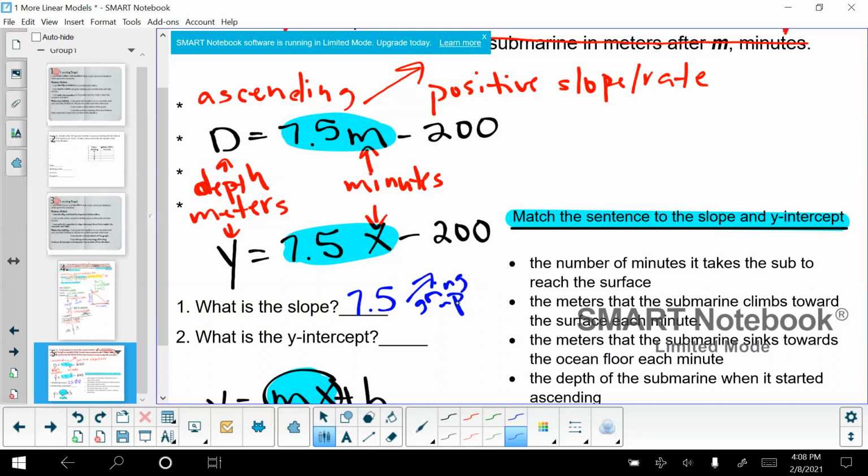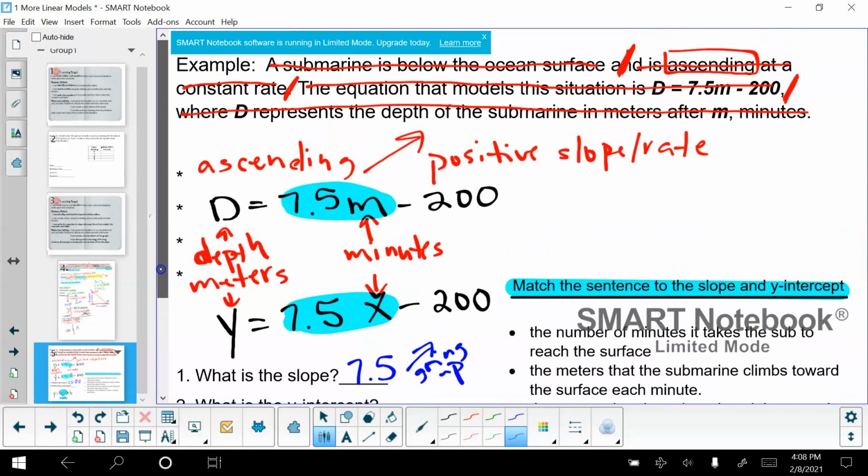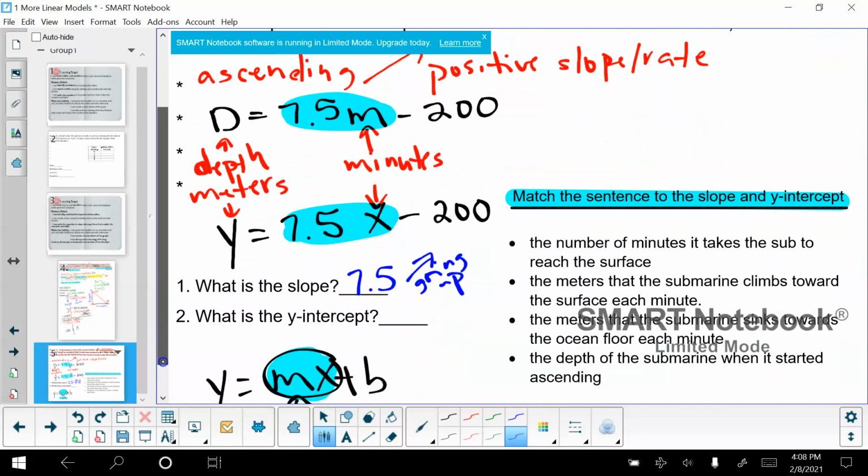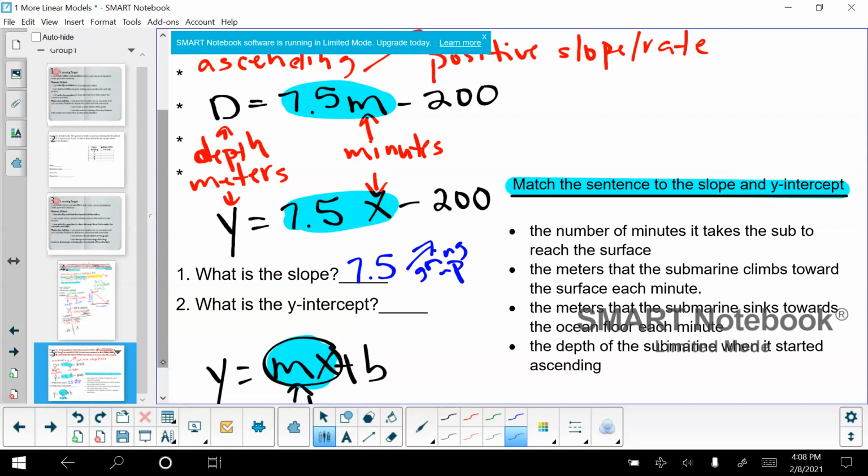Going up. It's ascending. That's a positive slope. And it has something to do with minutes because the 7.5 is connected to it. Also, if you go back up to the top, it says it's ascending at a constant rate, and it talks about meters and minutes. So this must be that it's going up 7.5 meters every minute.